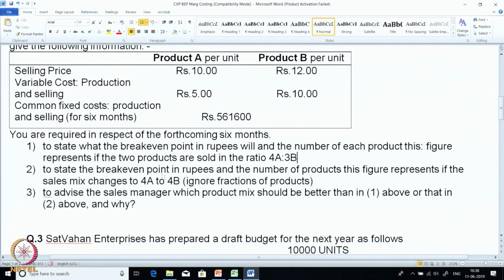Again in the second part it is a similar question. Compute the BEP if the products are to be sold in the mix of 4A is to 4B. And in the third part, advise the sales manager as to which of the 2 mixes are better. So, it is very much similar to our first case. I hope you will be very easily able to solve it. So, please try to solve it along with me.